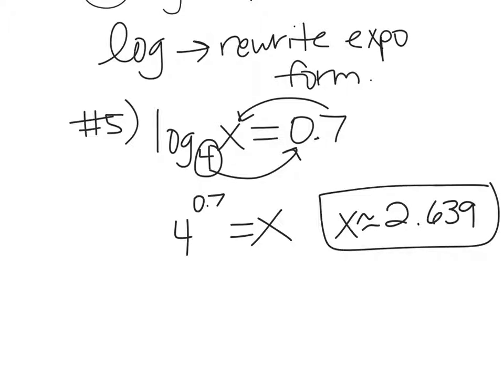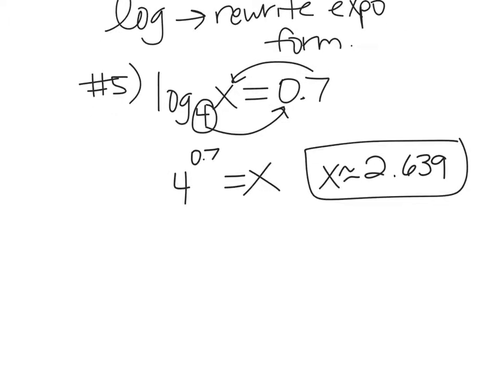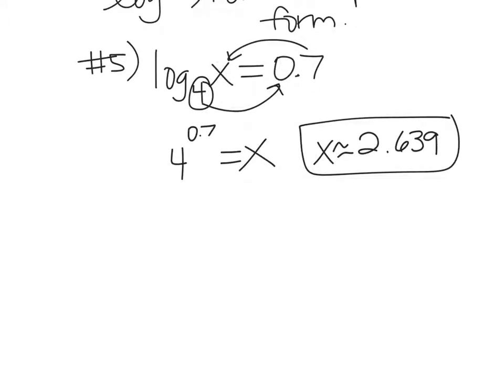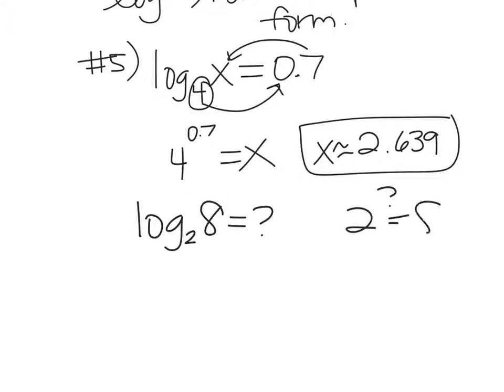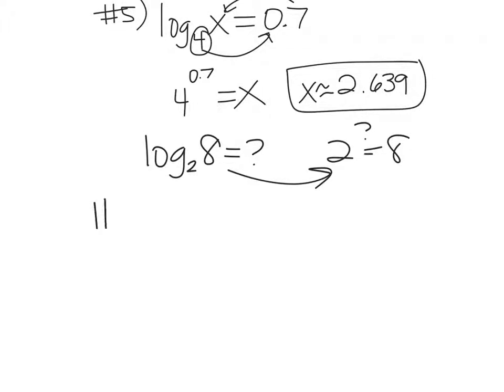And that's it. Okay? But that's hard. People get stuck right there. Like, how do I get rid of this log? You get rid of the log by rewriting it in its exponential form. You don't need to write this down, but when I ask you, what is log 8 base 2? How do you get rid of that log? Well, you really kind of make an equation for yourself. You're saying 2 to the what equals 8. You get rid of the log by writing it in its exponential form. That's what we just did. Okay, number 6.